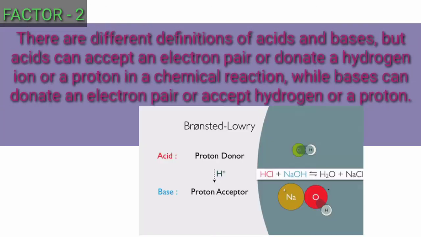Fact number 2: there are different ways to define acids and bases, but in general, an acid can accept an electron pair or donate a hydrogen ion or a proton in a chemical reaction, while bases can donate an electron pair or accept a hydrogen ion or a proton. Both acids and bases are opposite with respect to each other. Now look at this picture. According to Bronsted-Lowry theory, an acid is a proton donor and a base is a proton acceptor.